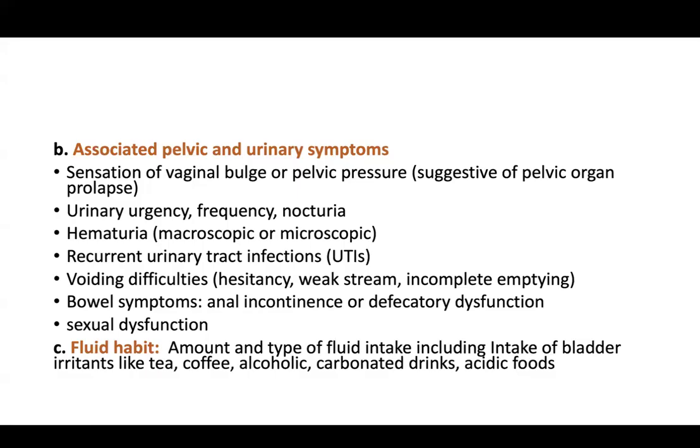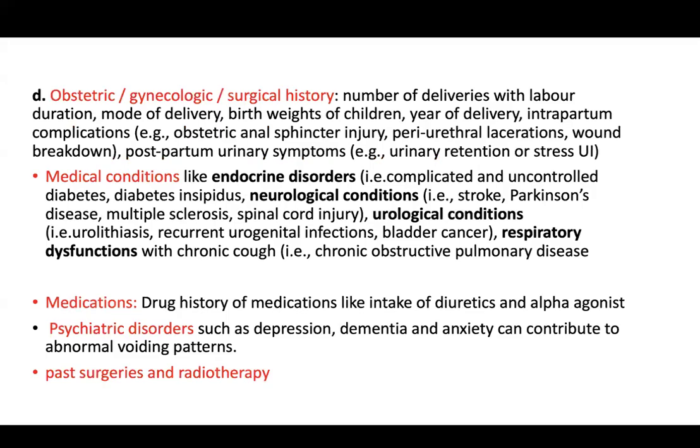How much fluid the patient takes daily, what type of fluid, and whether the patient has any habit of taking tea, coffee, or alcohol, and how frequently. Other histories are obstetric history. It is very important for stress incontinence: number of deliveries, any difficulties during delivery, any complication during or after delivery. And medical conditions are important, like diabetes, neurological condition, urological condition, because these are responsible for incontinence.